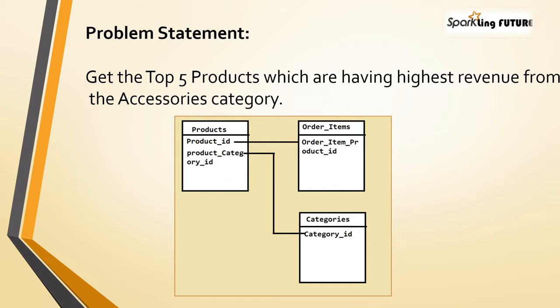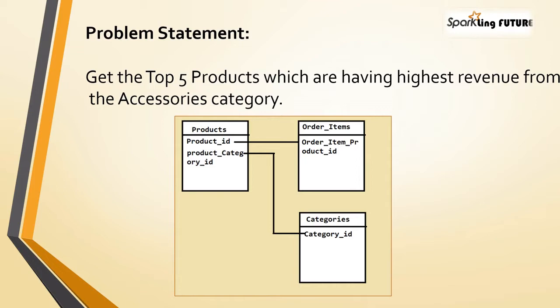So usually when we are dealing with Spark SQL and we need to join multiple tables, we will see how to do that. And today's problem statement is: get the top 5 products which are having highest revenue from the accessories category.